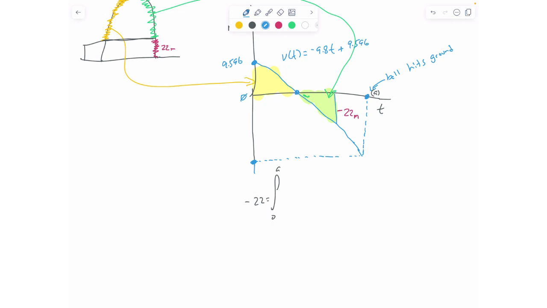So let's just do that. It's v of t, which is negative 9.8t plus 9.596. Okay, so we have negative 22 equals the integral from 0 to a. A is the time when it hits the ground. Of the integral of negative 9.8t plus 9.596, and this is relative to t, so we're going to say dt. Then all you have to do, this is just a standard integration problem, is solve for a. That's what we're looking for.